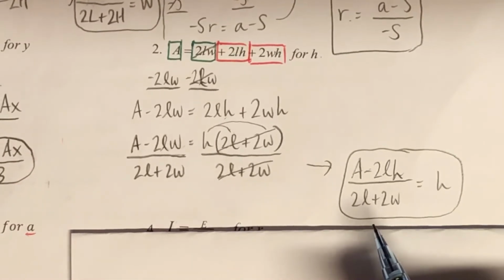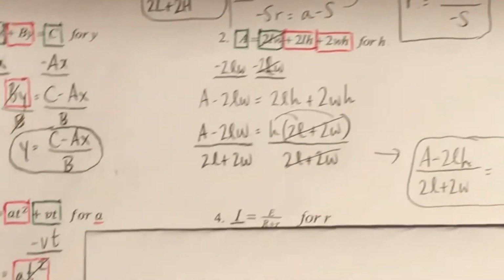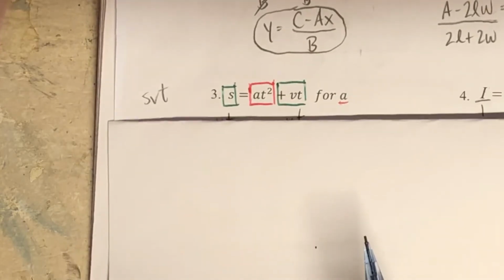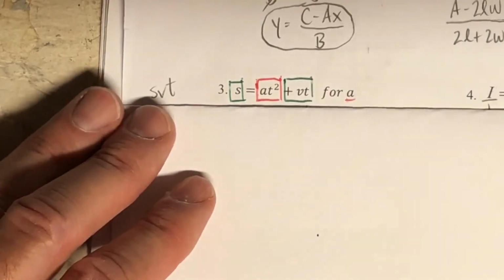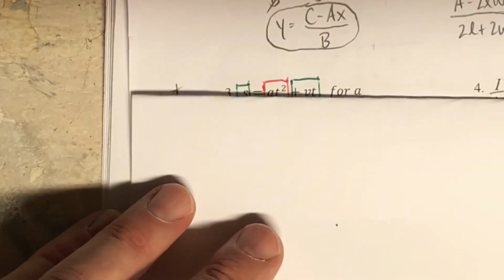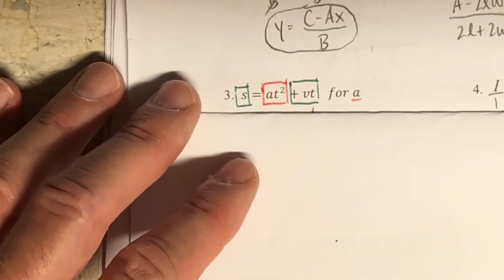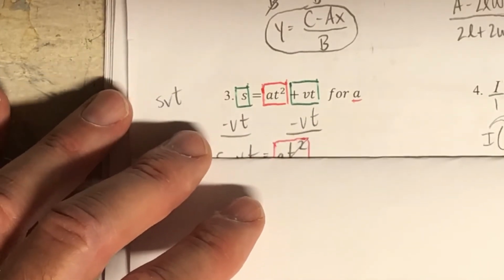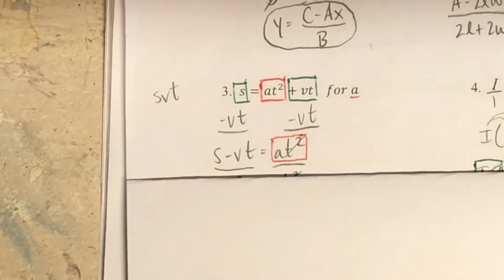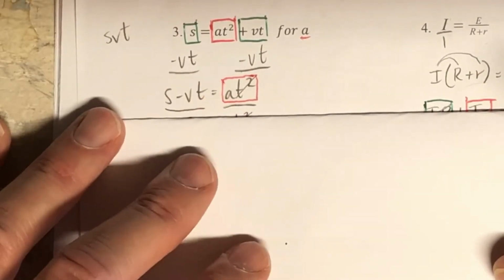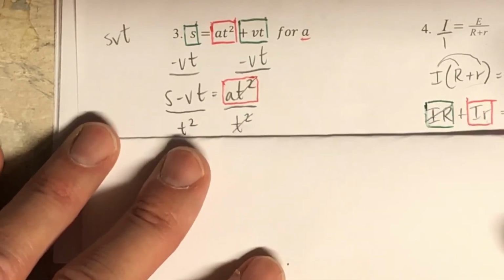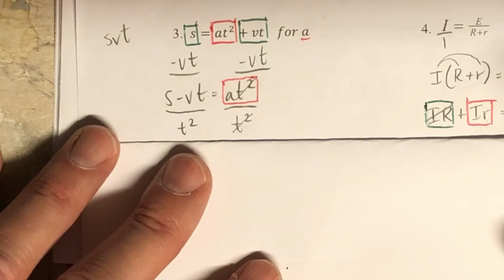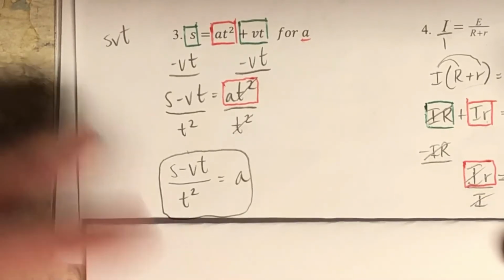Again, very similar to problem C. Okay, let's go down here to problem 3. Once again, we have the red one and then two green ones that are not on the same side, so we need to get them not only on the same side, but the opposite side of where the red one is. So I subtract the VT over so that the green ones will be on the left, the red one on the right. And then since A is being multiplied by t squared, we divide by t squared, and that gets the A completely by itself. And there you go. Okay, so that's number 3.